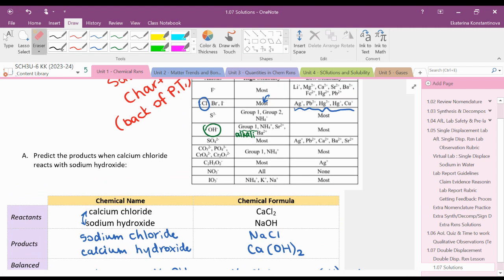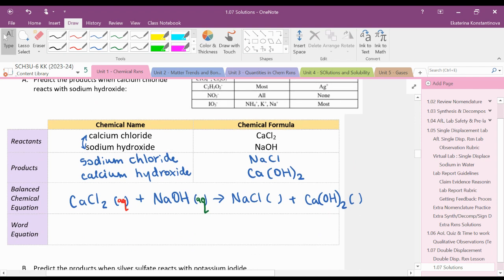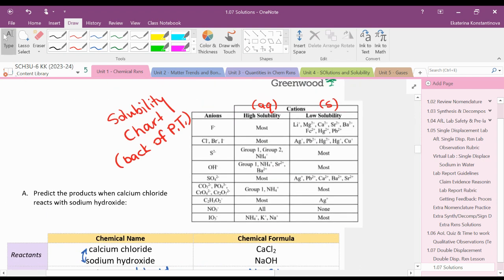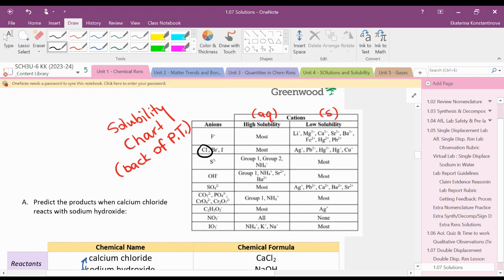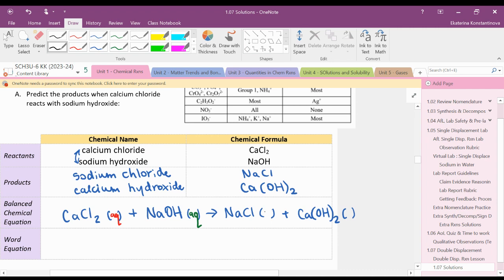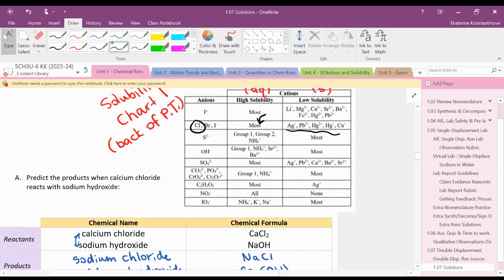So let's say now I'm going to take a look at my NaCl. So now I'm looking, okay, well, I have chlorine right here. Where's sodium? Well, it's nowhere here again, so that means it is mostly soluble, so my state is aqueous. Okay, now calcium hydroxide is the next one I'm going to take a look at.